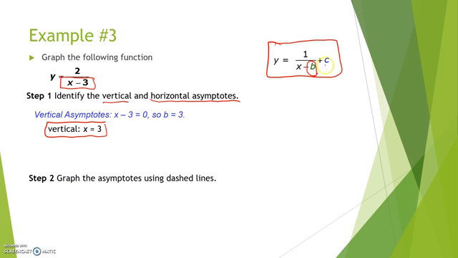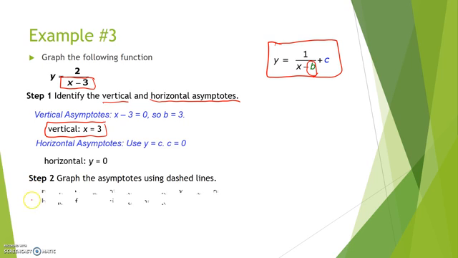Then we find our horizontal asymptote. We look at our c value. Here we don't have a c value, so my horizontal asymptote is just going to be 0, so y equals 0. They want us to then graph the asymptotes using a dashed line, and I'll show you that in the fourth step. But let's go into step 3.